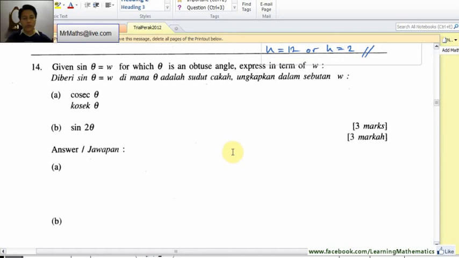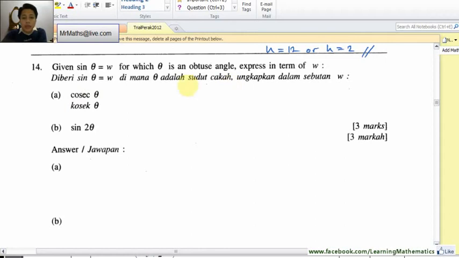Welcome back. We are in number 14 of SPM Trial Paper, State of Perak 2012. Number 14, given sine theta is equal to W, for which theta is an obtuse angle, express in terms of W cosecant theta. That's question A.